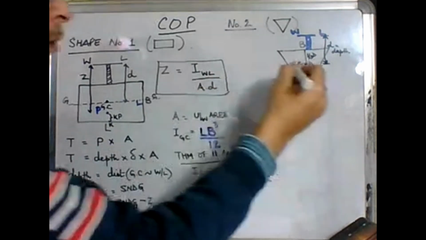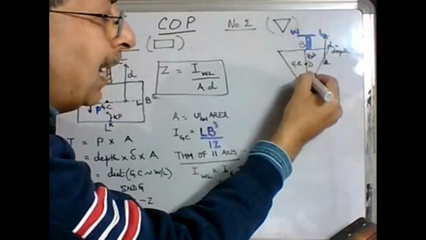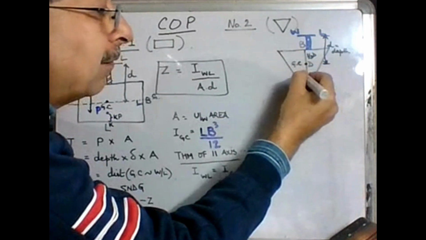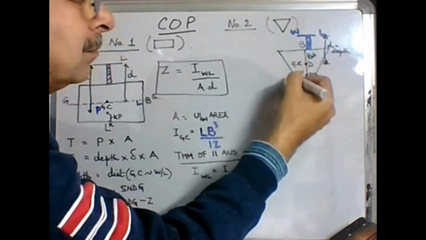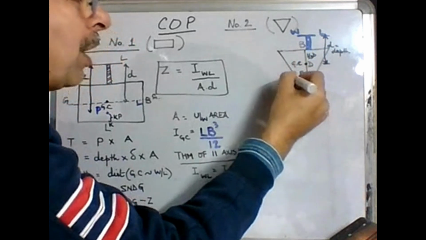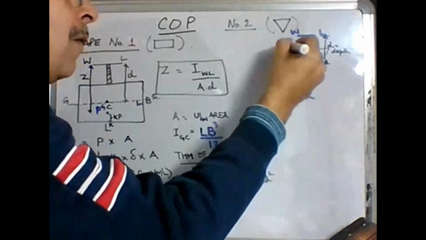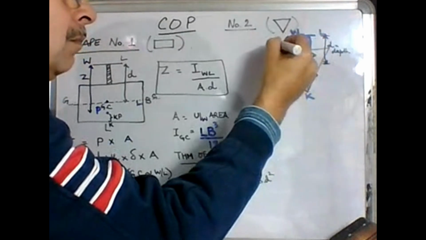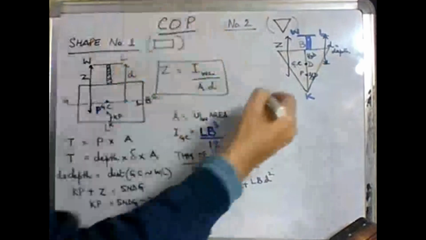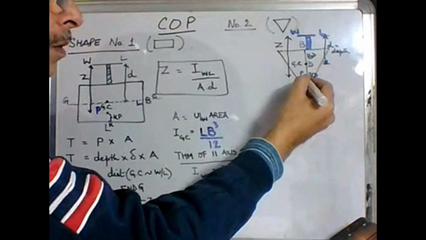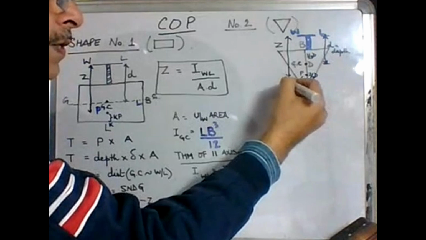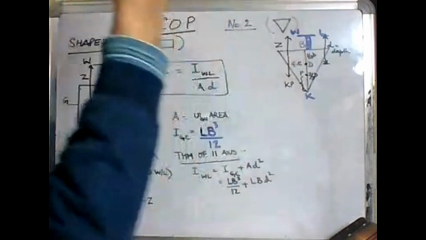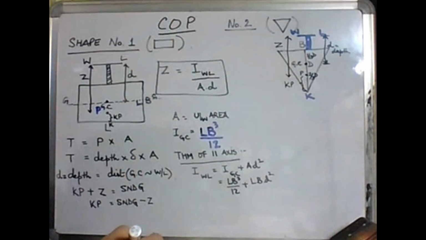The center of pressure P will lie below the GC somewhere. The distance of P to the waterline is known as what? Z. बिल्कुल ठीक. And therefore this is the KP. अब हमारा ट्राइंगल कंप्लीट हो गया. तो अब फॉर्मूला लिखना शुरू करते हैं.